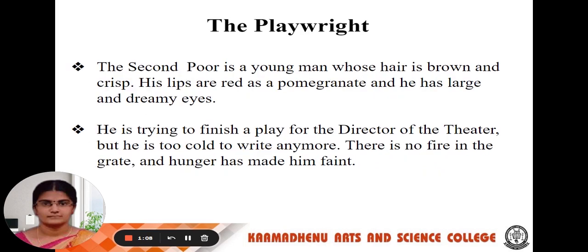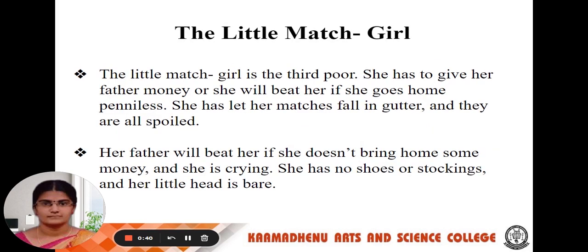Next character is the playwright. The second poor person is a young man whose hair is brown and crisp. His lips are red as a pomegranate and he has large and dreamy eyes. He is trying to finish a play for the director of the theatre, but he is too cold to write anymore. There is no fire in the grate, and hunger has made him faint.